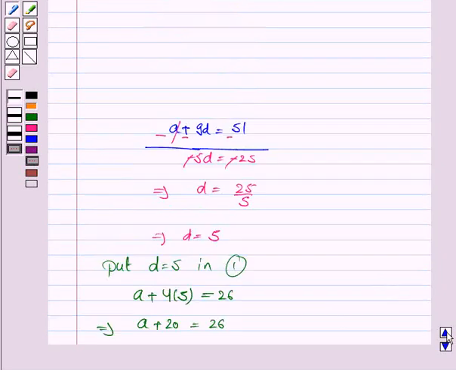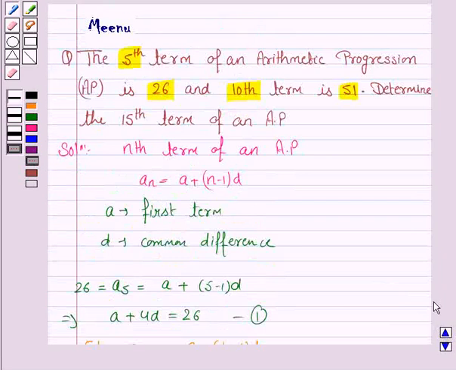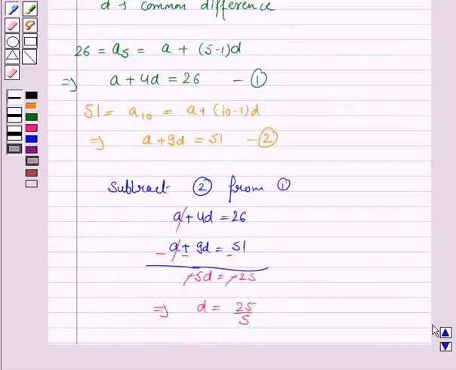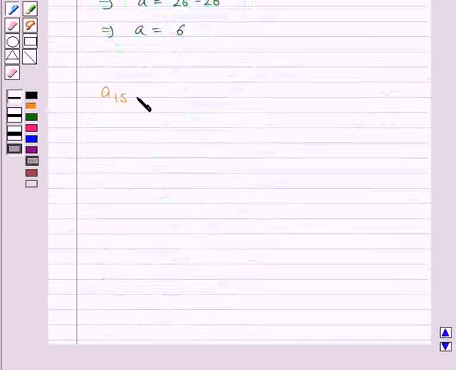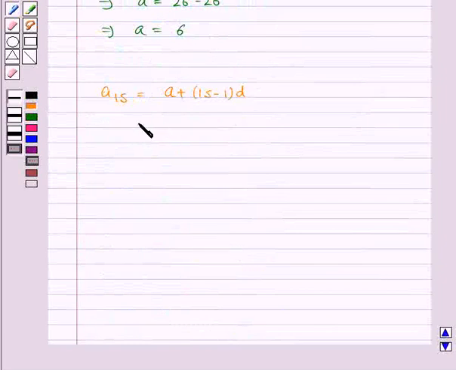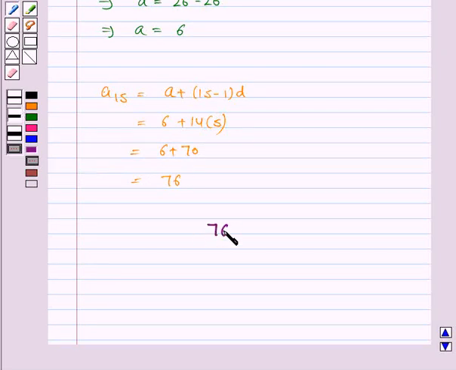Now we can easily find the 15th term of the arithmetic progression using this formula, right? So a15 is given by a plus (15 minus 1) into d. Now a is 6, 14 into d, d is 5, so this is 6 plus 70 and it is equal to 76. Hence the 15th term of the arithmetic progression is 76.